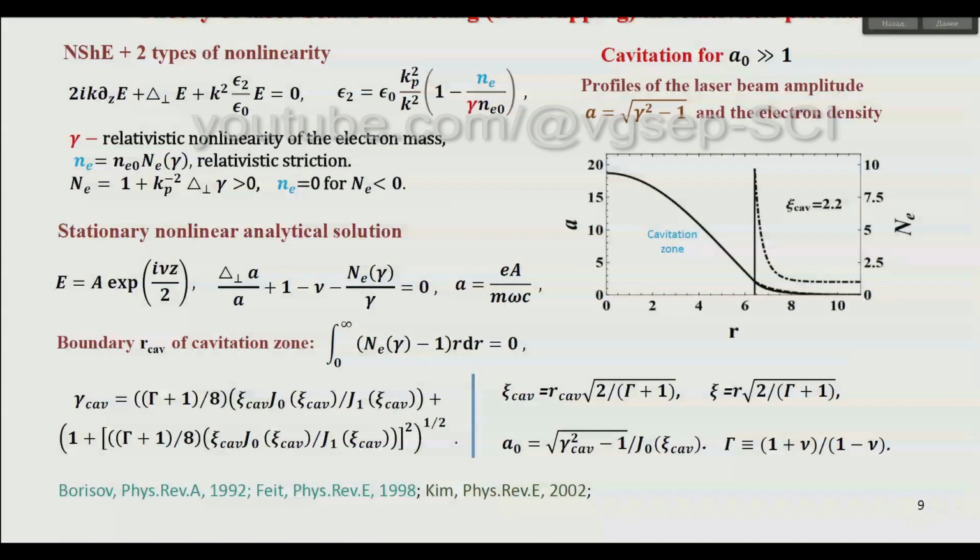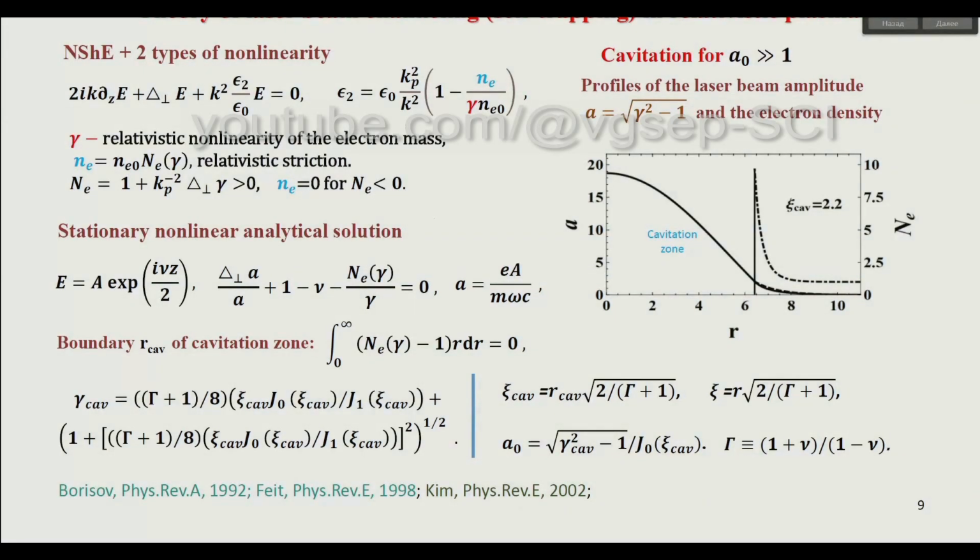So the cavitation zone is inside, where the beam is localized for high relativity. There are no electrons, and all these electrons are pushed into the outer region. But the question is how to treat the boundary of this cavitation zone. There were several attempts, by Borisov and others, but the most important publication is the work by Kim in 2002, where it was shown that the conservation of the total charge should be taken into account, and this is the form of calculating the position of the boundary that separates the cavitation zone from the outer region.